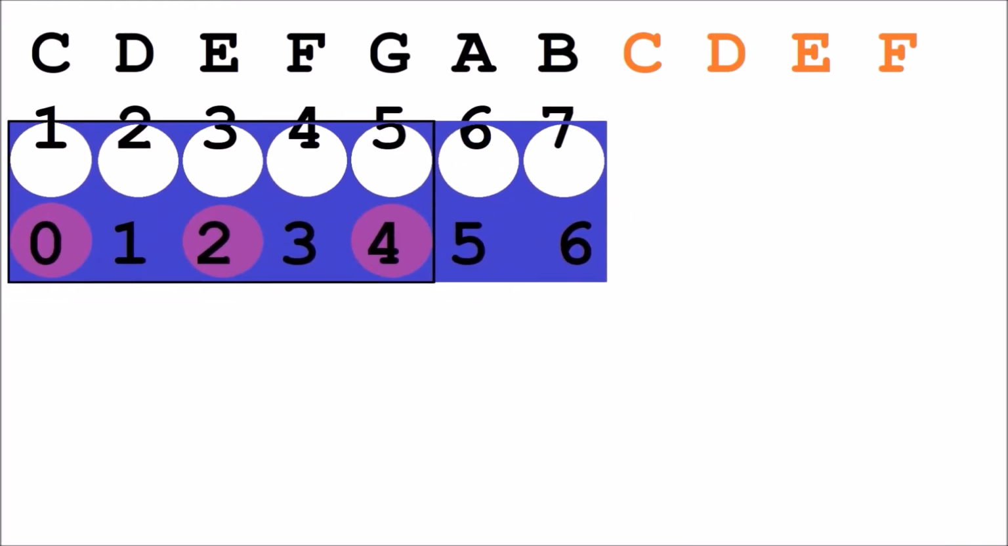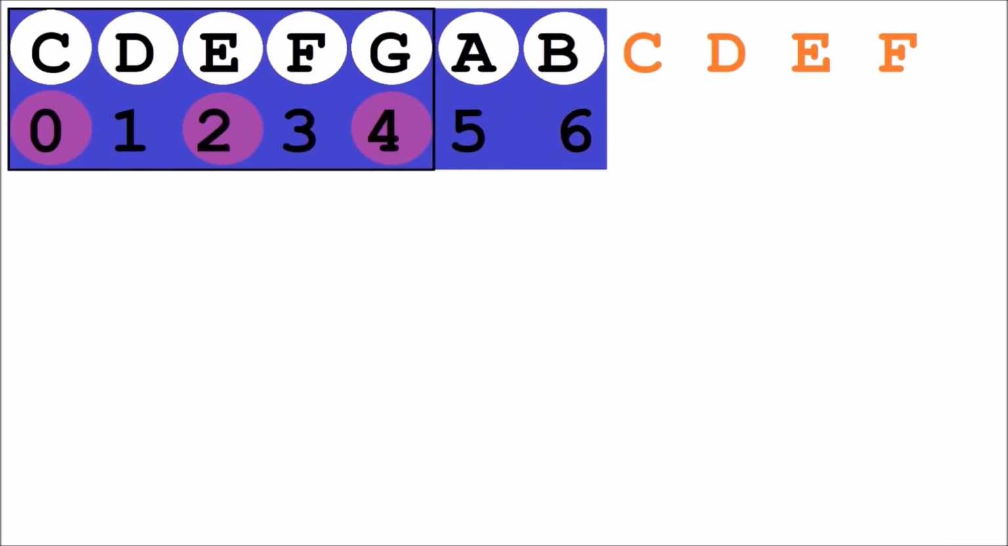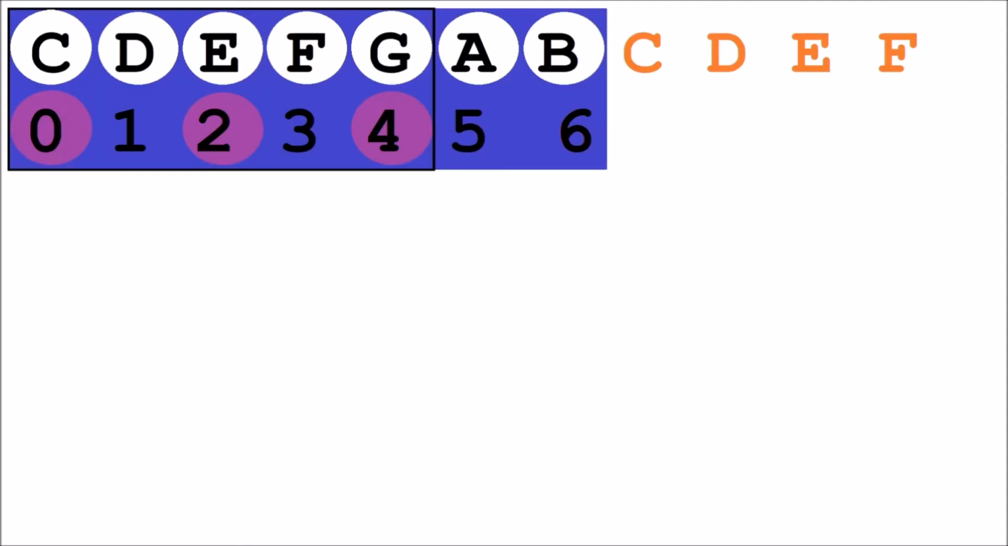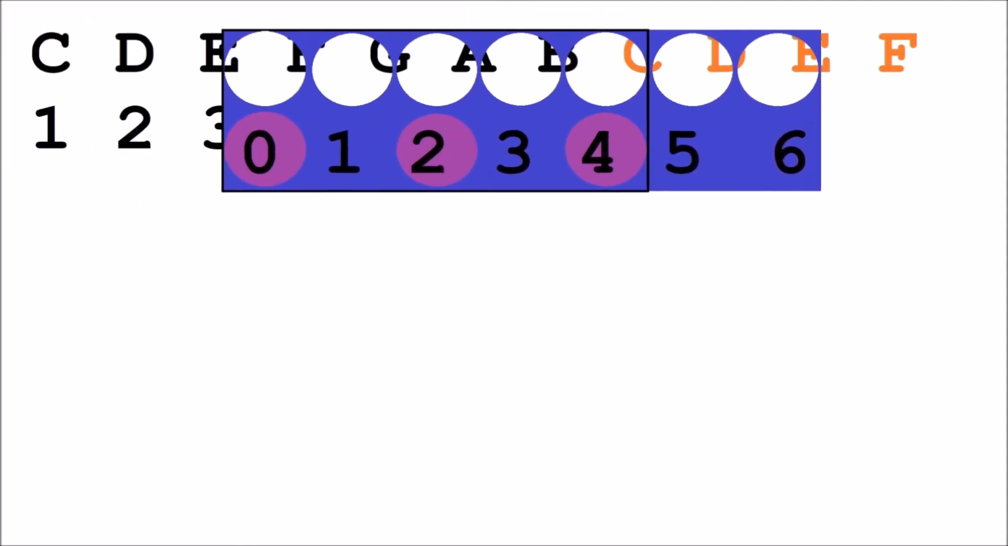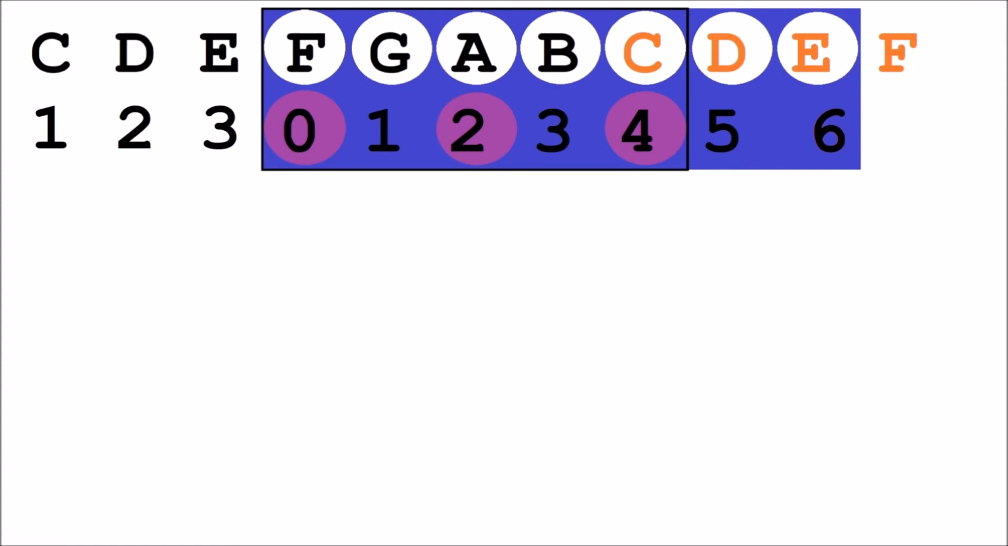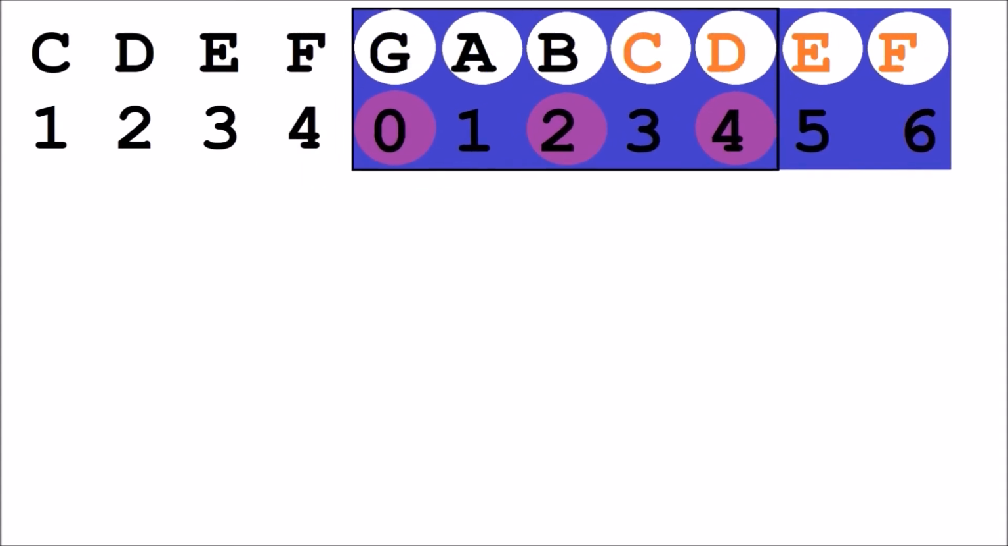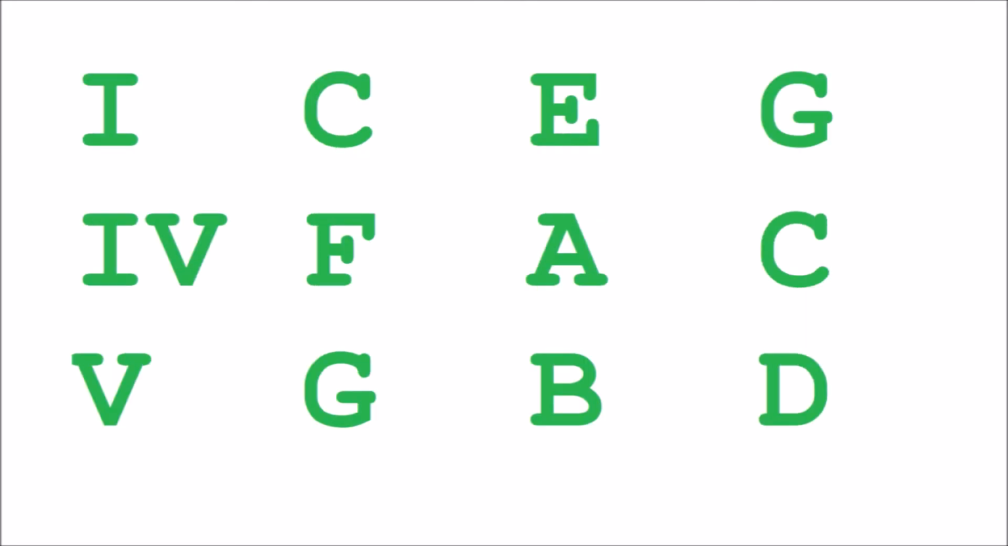Let's figure out the 1 chord first. It starts with C and then takes 2 more notes, skipping 1 each time. It is C, E, G. The 4 chord is just as easy. It is F, A, C. And the 5 chord is no trouble. It is G, B, D. Here are the chord tones for each of the 3 chords.